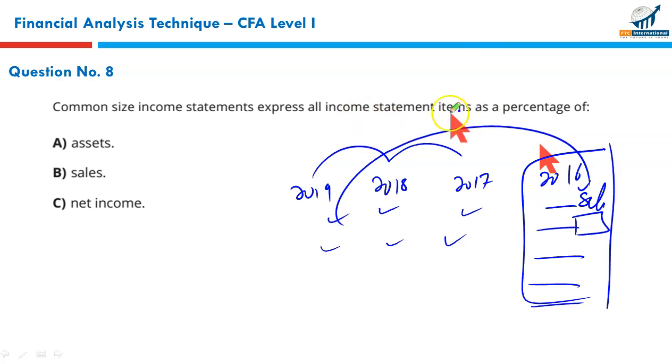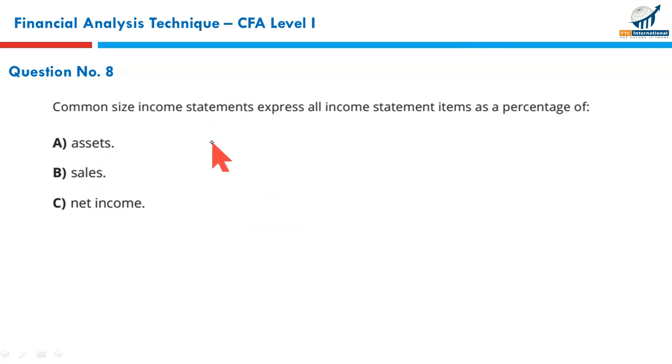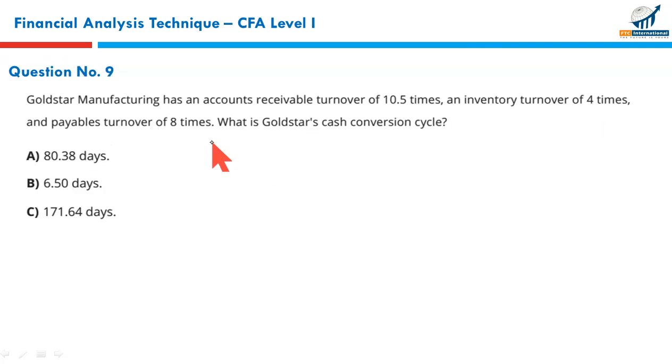But we're talking about just the percentage. Most of the time we use vertical common size analysis, in which we take sales as a base and every element is expressed as a percentage of sales. So that makes B the correct option, and B it is.